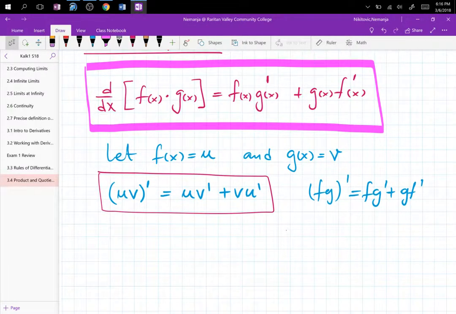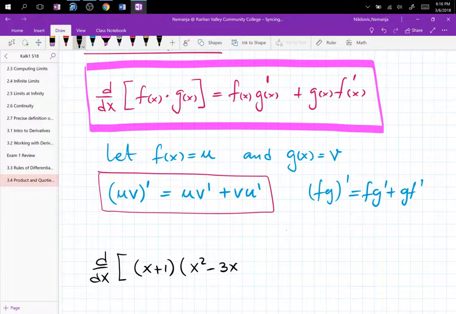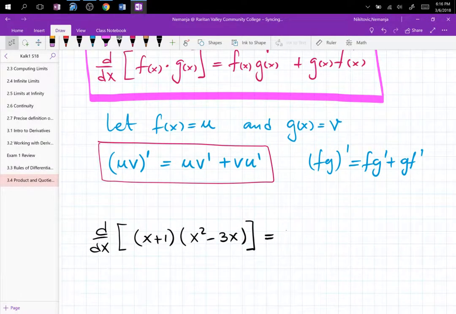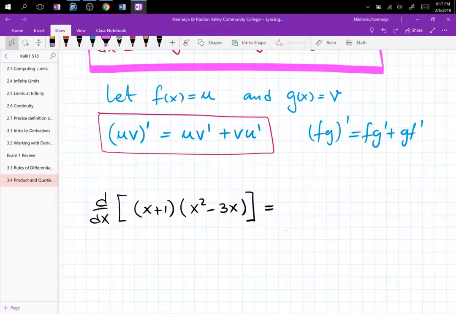And you have to use the product rule if you cannot cheat with algebra. So let me give you an example where we can cheat. The derivative of x plus 1 times x squared minus 3x. Clearly, I have two functions that multiply each other. They both happen to be polynomials, and if I FOIL all of that stuff, I can actually kill the product. So in this particular case, I can avoid using product rule because I can FOIL. And that will look like this.